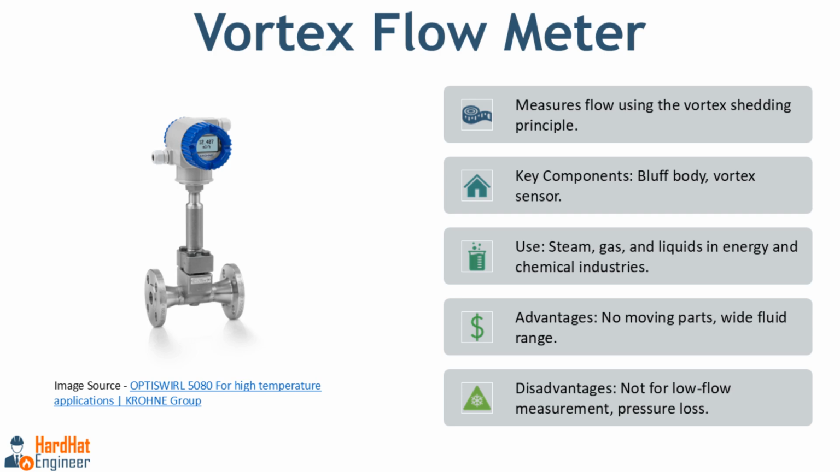Vortex flow meters are widely used in industries such as energy and chemical processing to measure steam, gases, and liquids. Their advantages include having no moving parts, which reduces maintenance, and their ability to handle a broad range of fluids. However, they are less effective at measuring low flow rates, and can cause some pressure loss in the system due to the obstruction created by the bluff body.